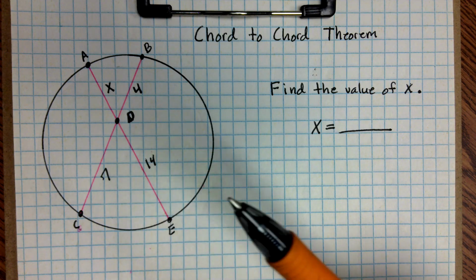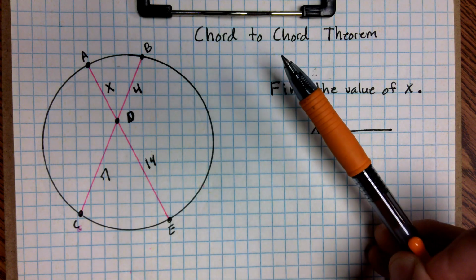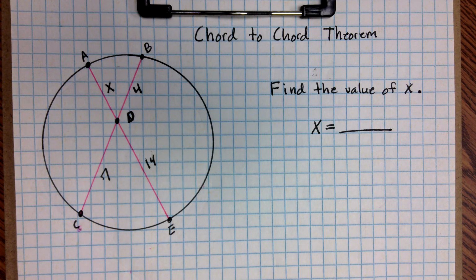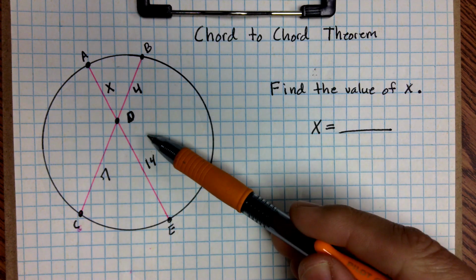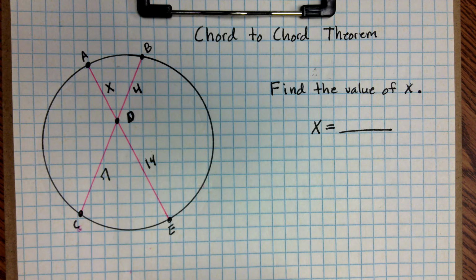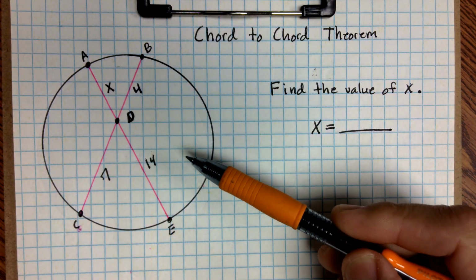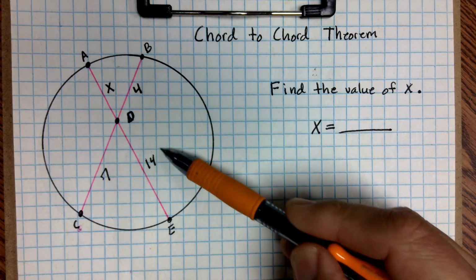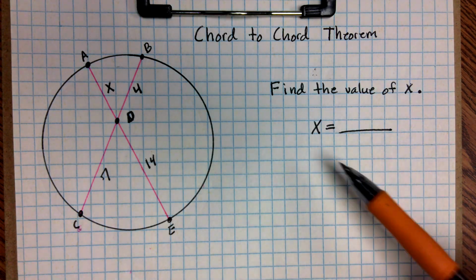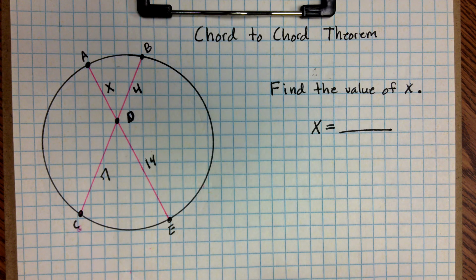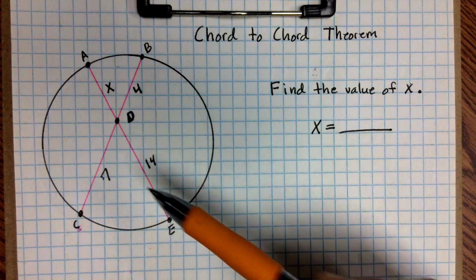And when this happens, what you're going to use is the chord to chord theorem. The chord to chord theorem basically states that if two chords intersect inside of a circle like this one, then the products of the lengths of the chord segments are going to be equal. In other words, if I take this 7 and multiply it to 4 and set it equal to x being multiplied to 14, then I'm able to solve for x because they will be equal to each other. And remember, product just means that we multiply them.